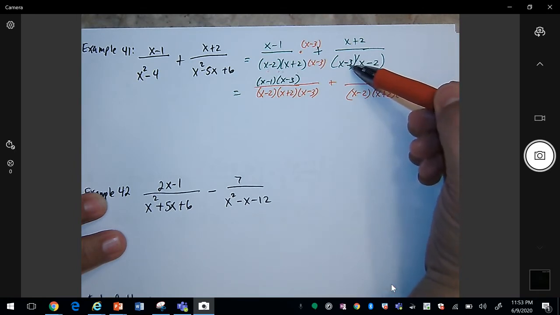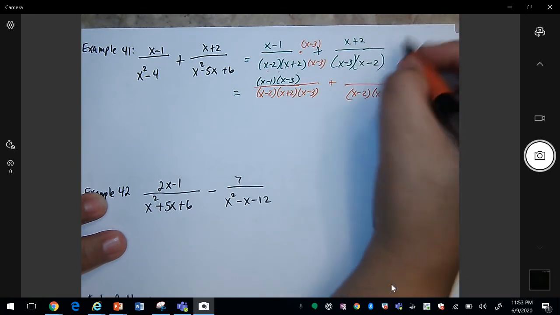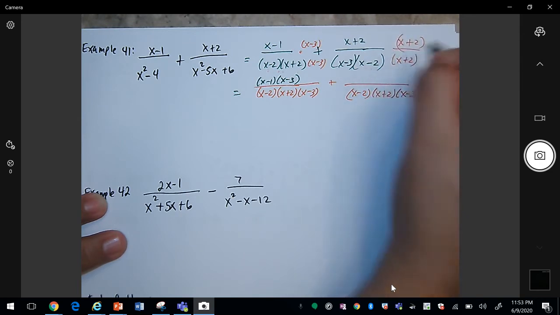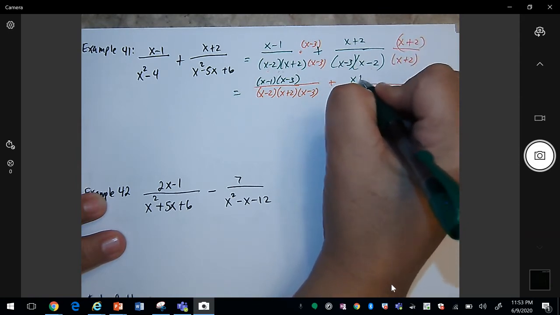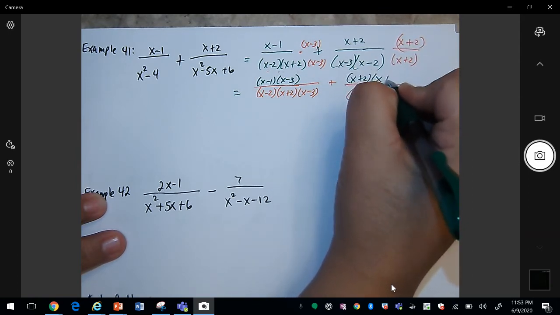And on this side, the term that is missing is the x plus 2. So I need to multiply the top and the bottom by x plus 2, since that becomes a 1. So I get x plus 2 times x plus 2.